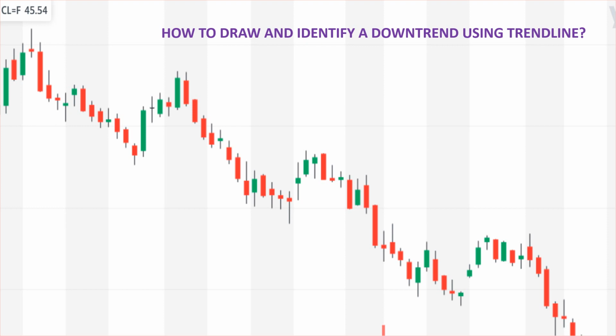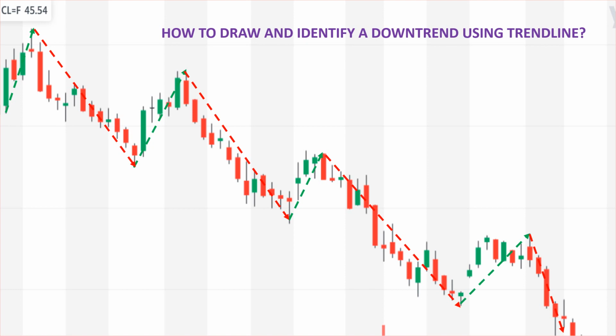To identify a downtrend, we need to observe a sequence of lower swing highs and lower swing lows. This means that each peak in price is lower than the previous peak and each trough is lower than the previous trough. A downtrend indicates that sellers are in control and the market is experiencing downtrend momentum.